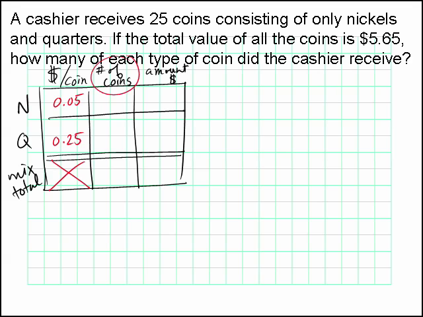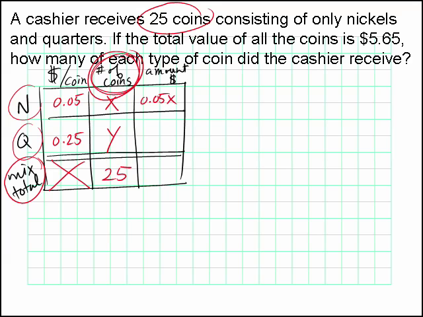Number of coins, nickels, number of nickels in other words, that's what we're looking for. That'll be our X. Number of coins, quarters, that's the other item we're looking for. We'll make that Y. And then number of coins total, we know in the problem we have a total of 25 coins. That number goes there. Multiply across. We have 0.05x in nickels. That's the total amount of nickels we have. And we have 0.25y dollars in quarters. If we add those together, we should have the amount total, which they tell us is 5.65. That 5.65 goes right there.